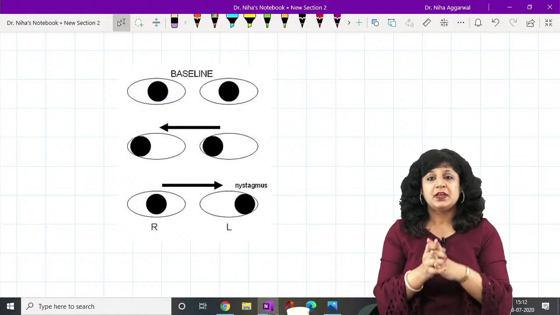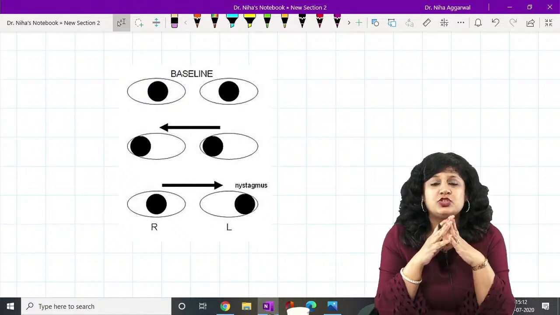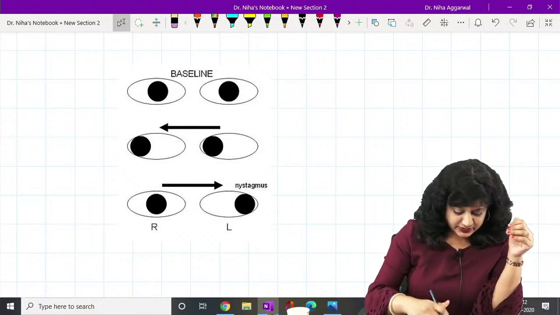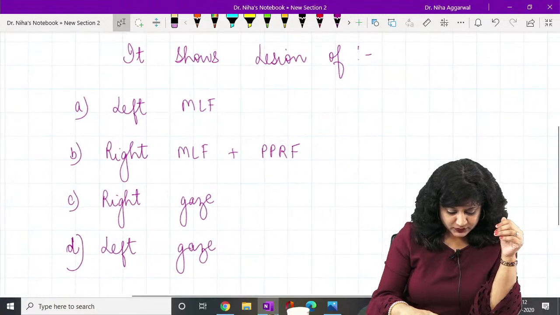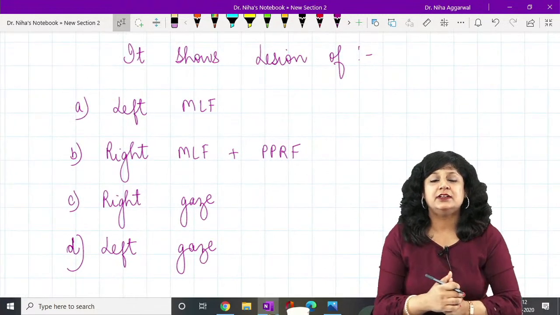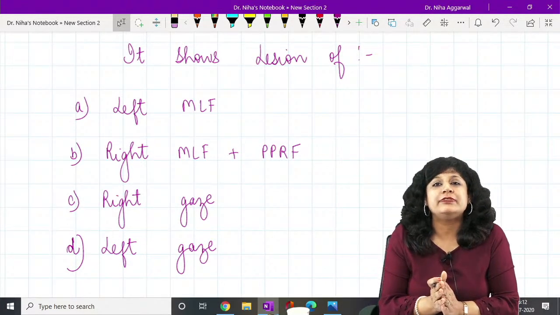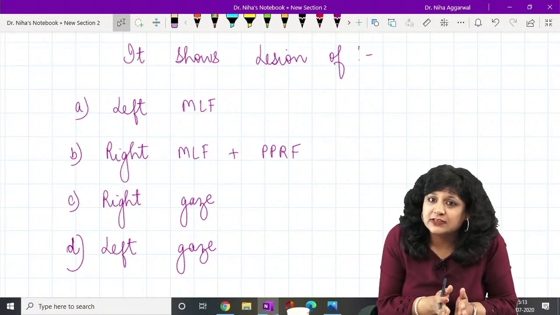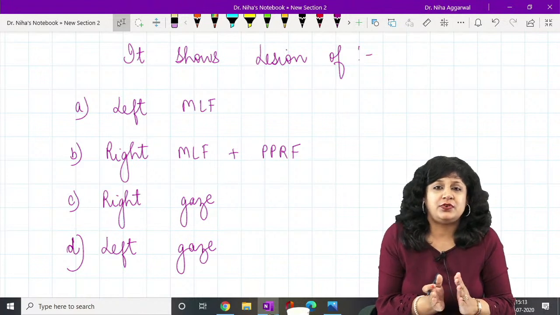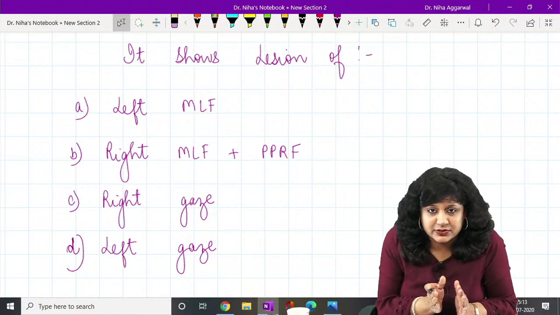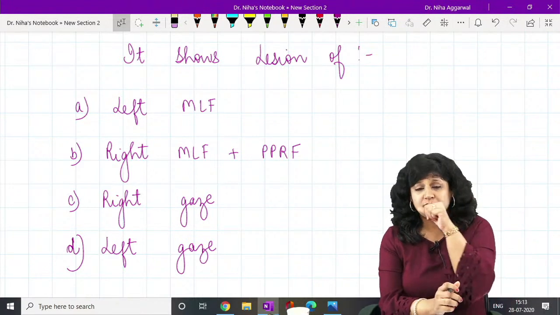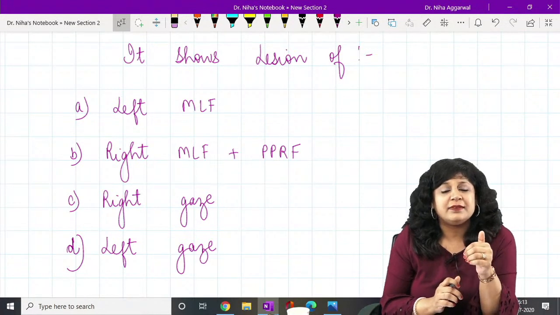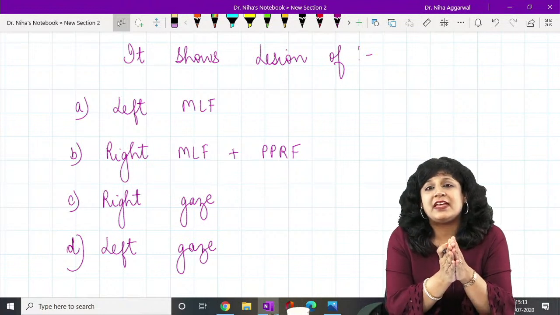Thank you. So if you see this image, this was the image that you got in the question, and these were your options, right? And we'll try to solve whether it is a lesion of the middle longitudinal fasciculus, PPRF, right gaze or the left gaze. Now before we actually move on to this question per se, let me be very clear.